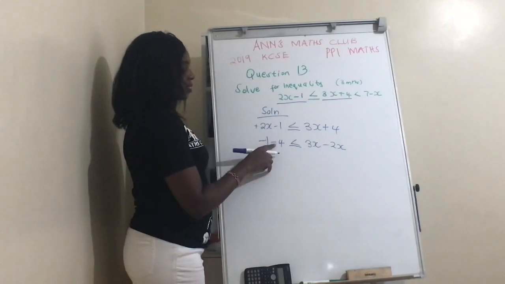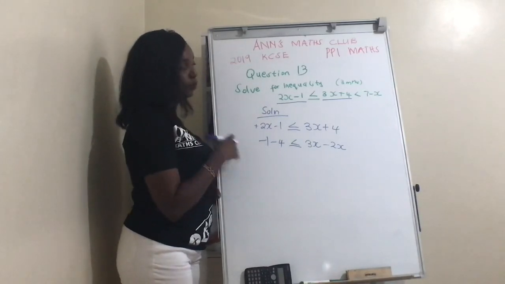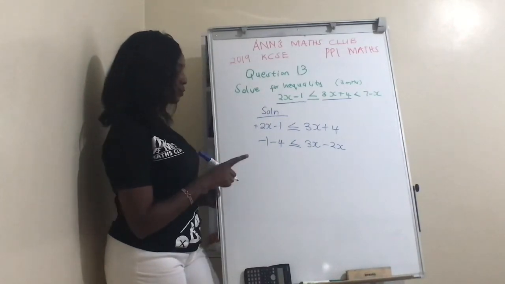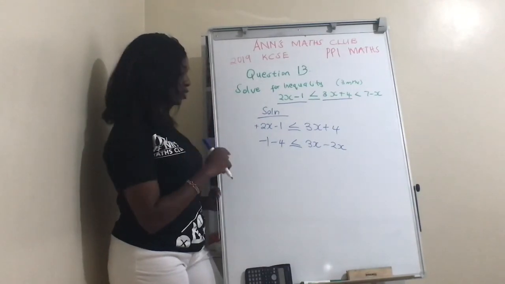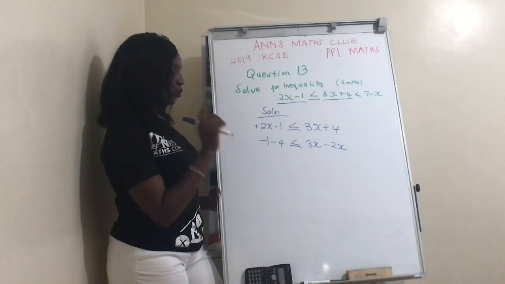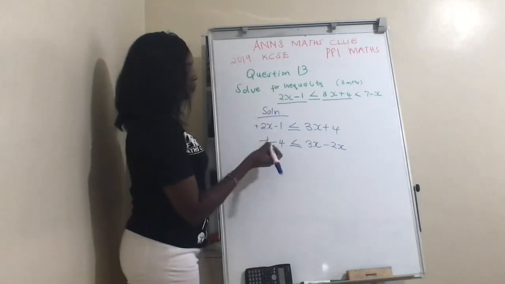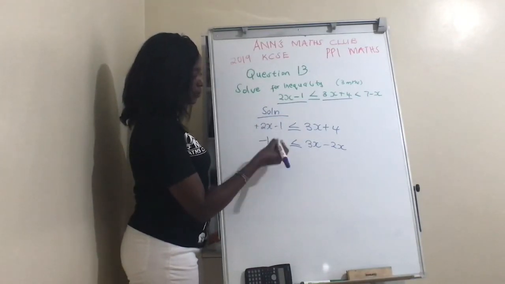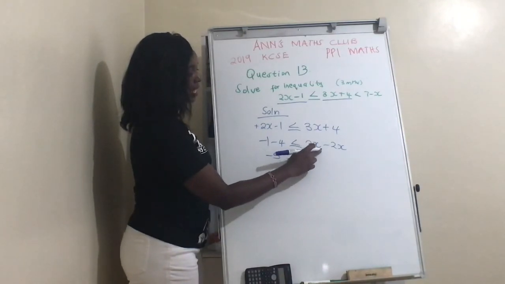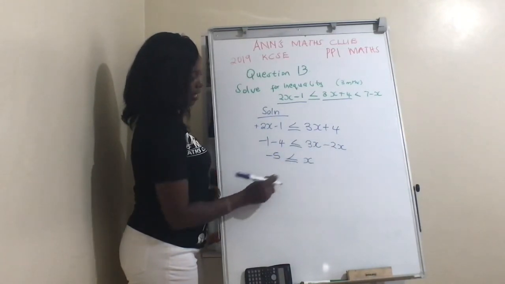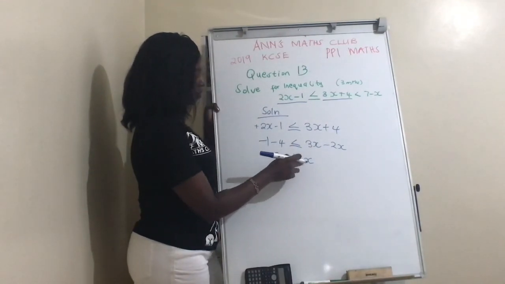So negative 1 minus 4. Assume you've gone to the shop and you owe the shopkeeper, you bought a sweet but you didn't pay, which was worth 1 shilling. And you go again and get 4 more sweets, but you don't give the shopkeeper cash. So the total you owe him, the 1 shilling and the 4, becomes 5. And because it's debt, it's negative 5, less than or equal to 3x minus 2x, which gives you x. So for this side, you're left with negative 5 less than or equal to x.